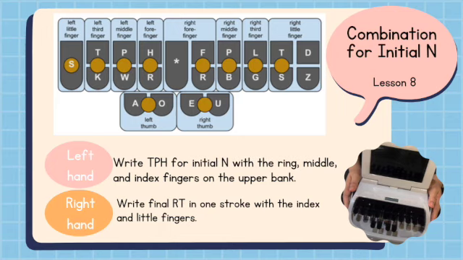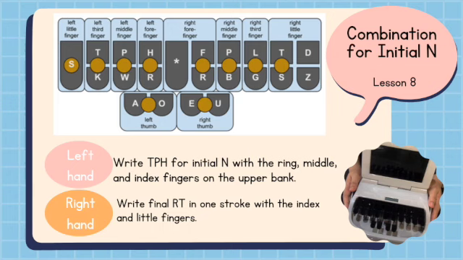And let's proceed to the next lesson. We have lesson 8, combination for initial N. If we try to look at the stenograph keyboard, we can't see initial N or even final N, right? Because some of the letters are formed by combining letters. Okay? So letters in the steno keyboard.